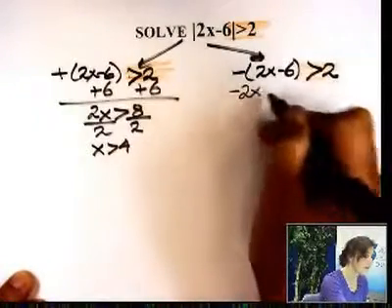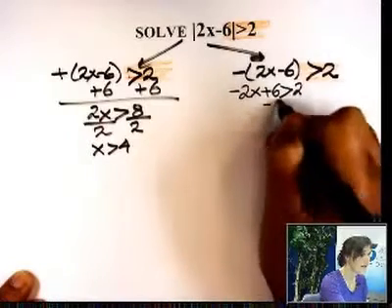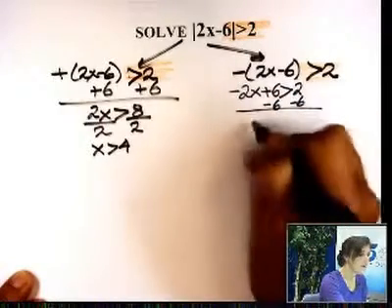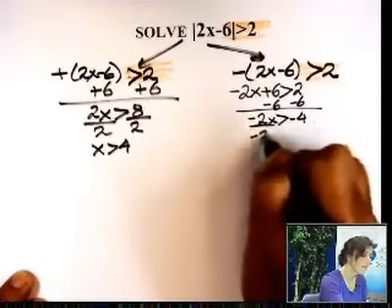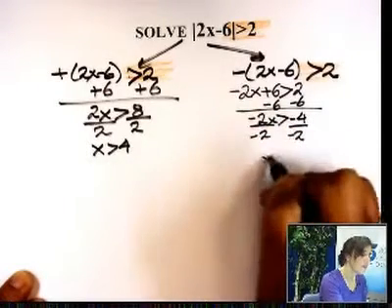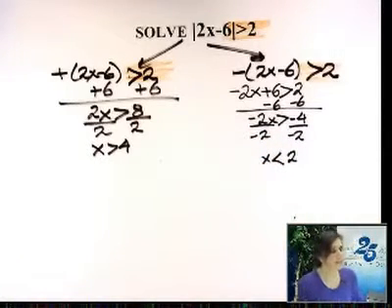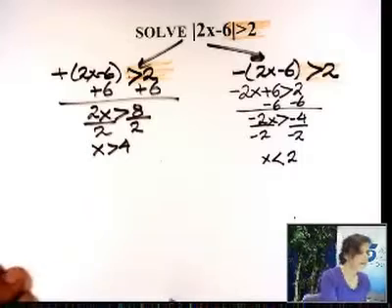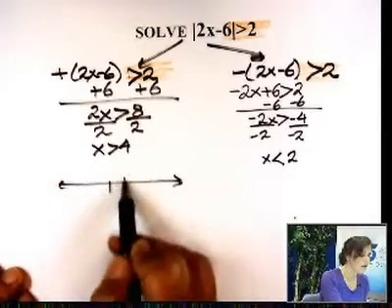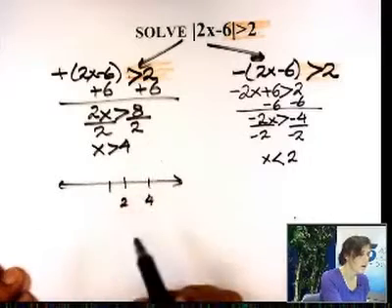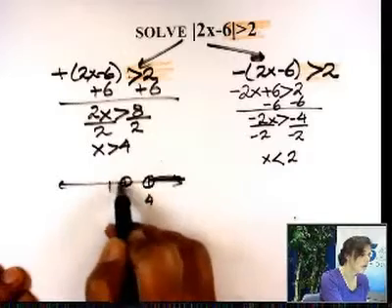Let's work this one out. Negative 2x plus 6 greater than 2. Subtract 6. Negative 2x greater than negative 4. Divide by negative 2. This is going to flip: x less than 2. So x is less than 2 or greater than 4. Well, how do I show that in number line notation? 2, 4. Greater than 4, this way. Less than 2, that way.